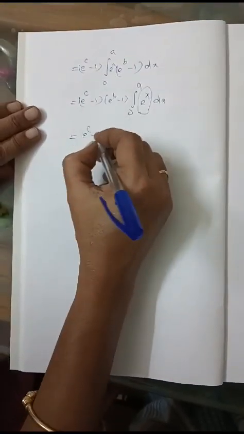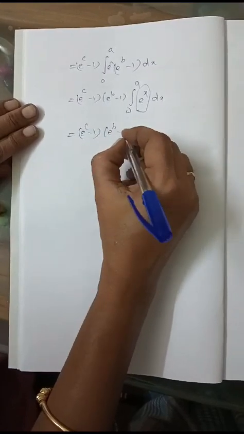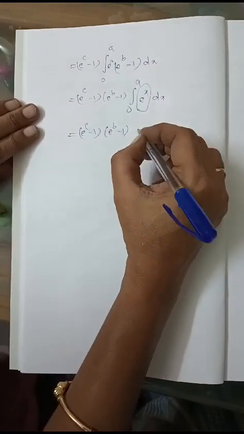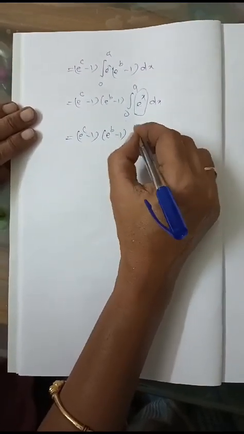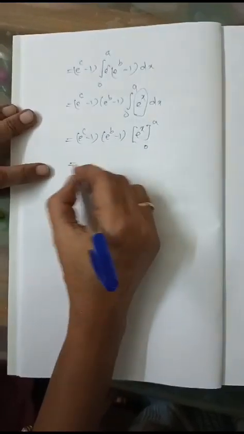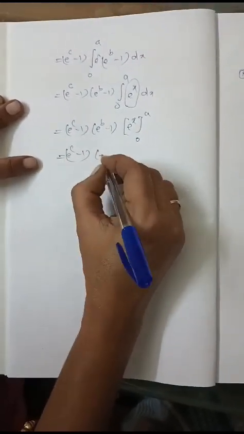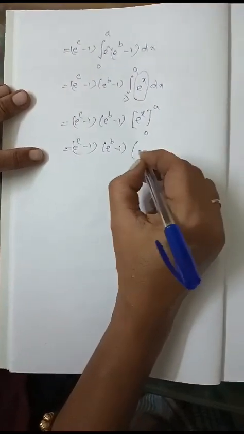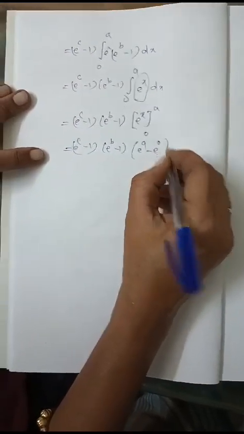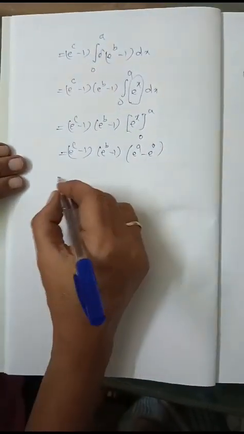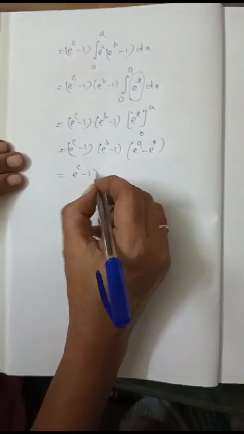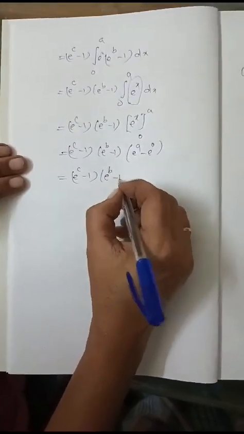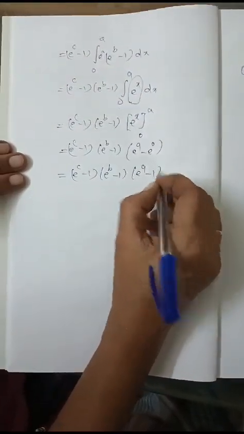e power c minus 1 into e power b minus 1, integrating e power x with respect to x is also e power x. Next, substituting the limit 0 to a, e power c minus 1 into e power b minus 1, e power a minus e power 0. e power 0 value is 1, therefore the last answer is e power c minus 1 into e power b minus 1 into e power a minus 1, hence the result.